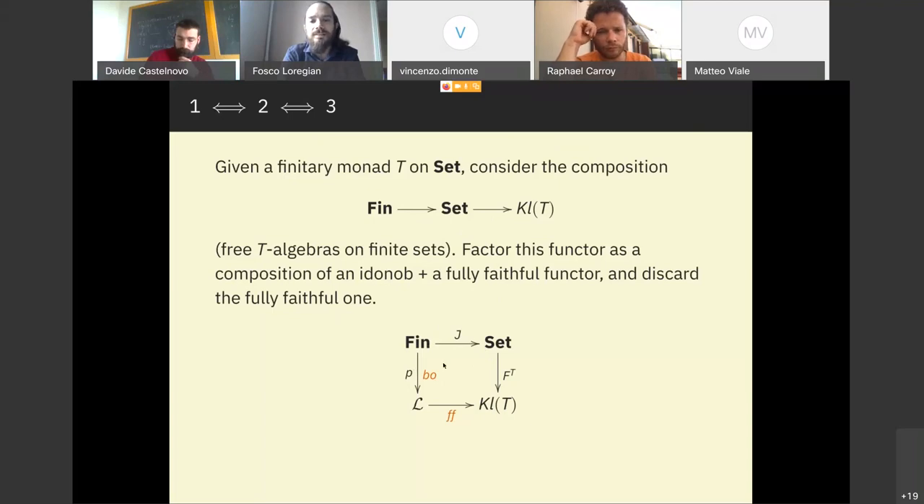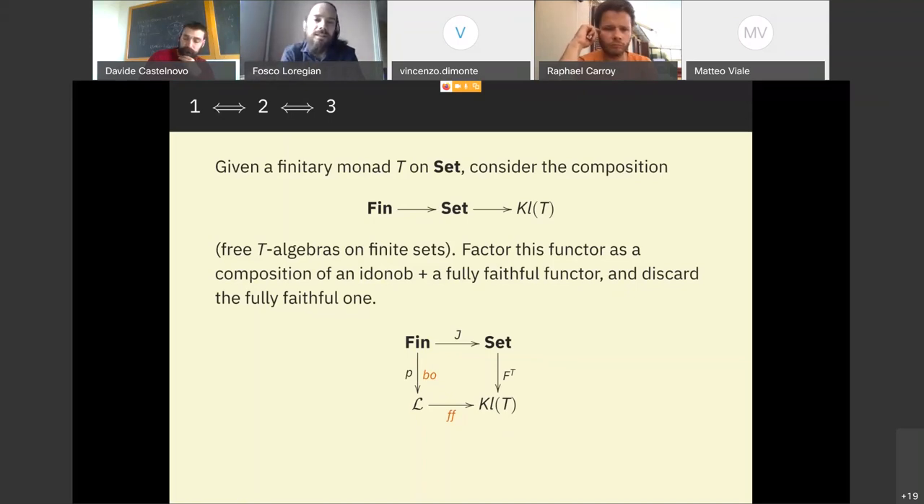I factor these as bijective on objects and fully faithful. I always can. There is a theorem that says that in categories I can always perform this factorization. This is actually a real factorization system on the category of categories. If you have never met this, think about the possibility to factor every function in Set as an epimorphism followed by a monomorphism. Same thing happens, but with different classes of morphism here.